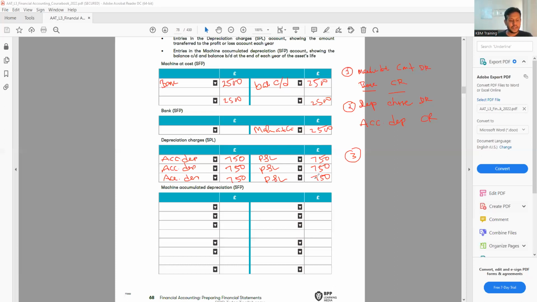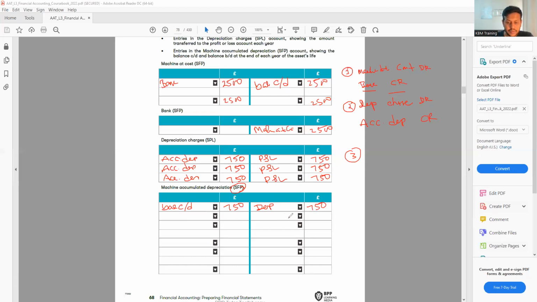That's it. And finally, you have accumulated depreciation, that is credit. So on the credit side, you have to write the depreciation. Accumulated depreciation will be increasing every year. So the first year it will be 750, and the balance c/d will be 750. And accumulated depreciation belongs to the statement of financial position. Remember that, not profit and loss.